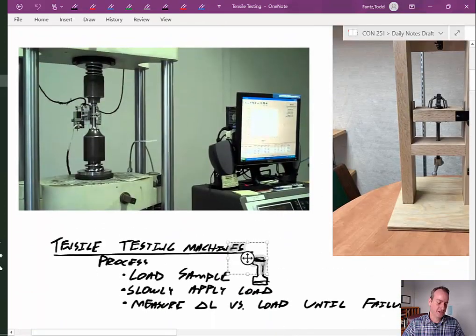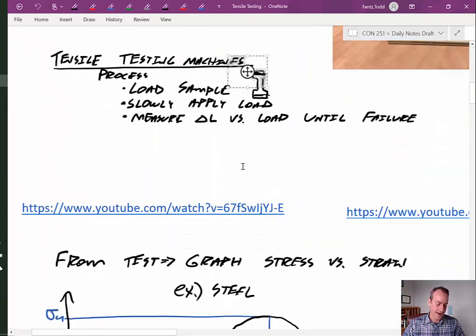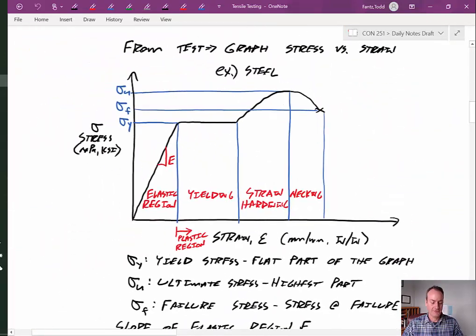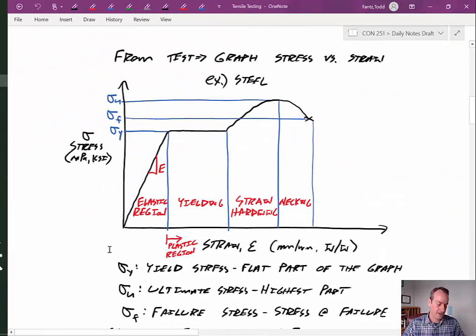We can use these testing machines, that's what we're going to talk about today, and from that testing machine, if we have something like steel, we can produce a graph where we have our stress on our vertical axis, our strain on our horizontal axis, and I can see the profile. Now this is very important because when we are designing with a material, or want to know how strong a material is, we need to know what this yield point is. How much force can it handle before it just starts permanently deforming and stretching, right?